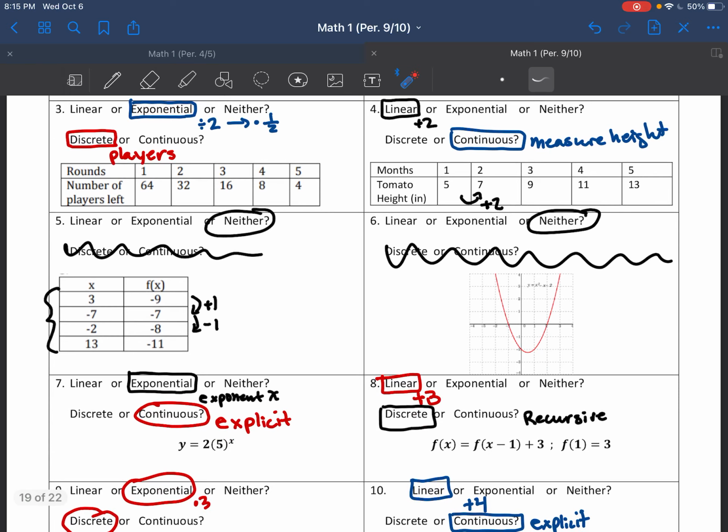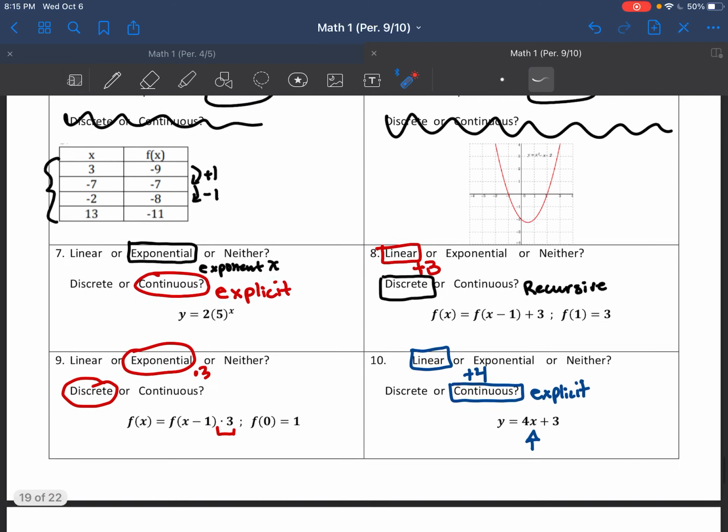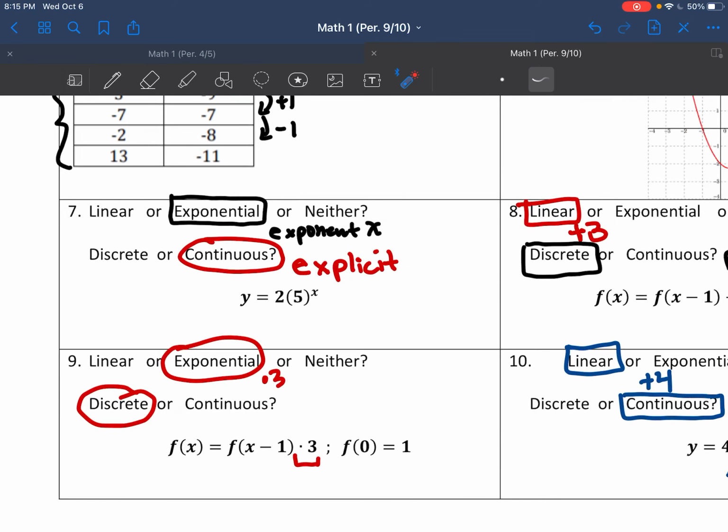5 is neither, which means we don't care if it's discrete or continuous. Okay, we've never seen this before on our x side, and this is adding 1 and subtracting 1. We've never done that. This graph is neither because we've never seen a graph like this before, and we don't care if it's discrete or continuous.